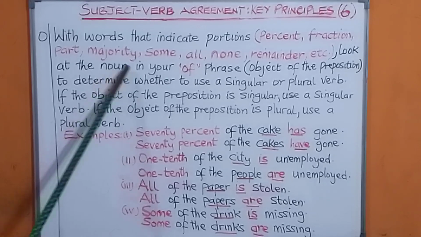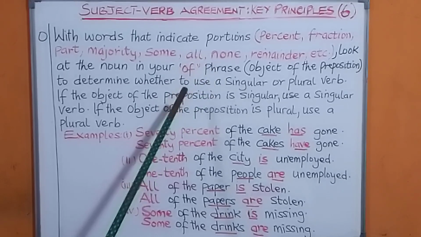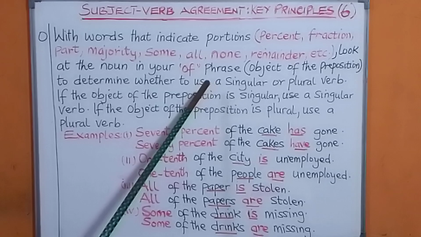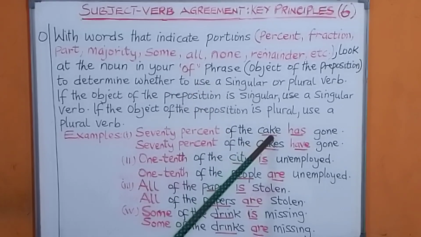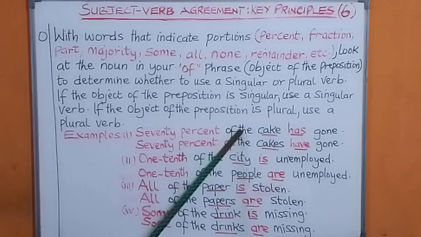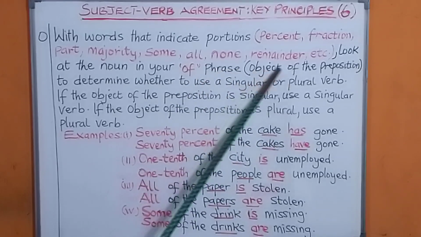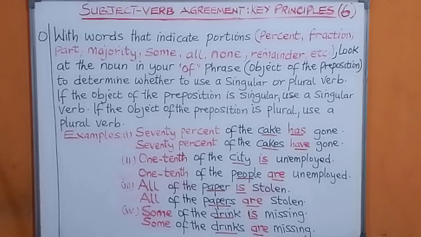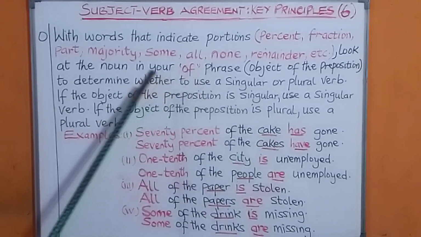Look at the noun in your of phrase. If you have the of phrase, look at the noun that you are going to see in the of phrase. That is the object of the preposition. Okay? The object of the preposition. This is the preposition. This is the object.